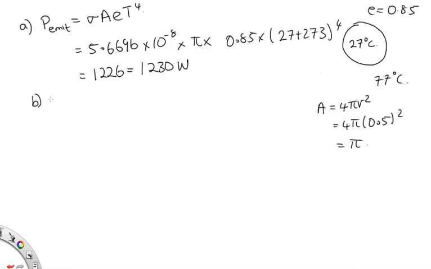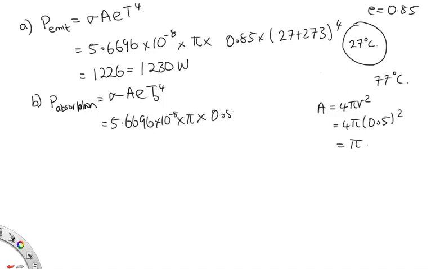Okay, part B, we were asked what was the rate of energy absorption. This is equal to sigma A E T naught to the 4, so the temperature of the surroundings to the power of 4. Same numbers: 5.6696 times 10 to the minus 8 times the surface area times 0.85 times, in this case, 77 plus 273 to the power of 4. Solving that on the calculator, we end up with 2,272, so 2,270 watts.